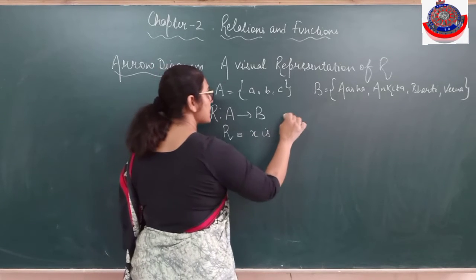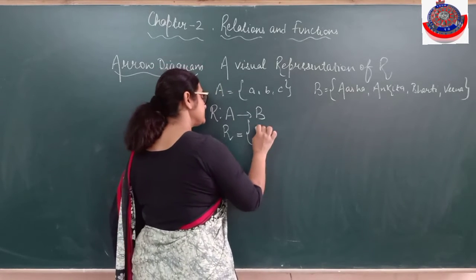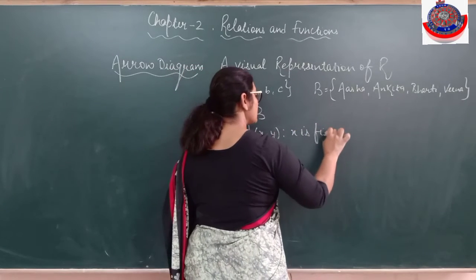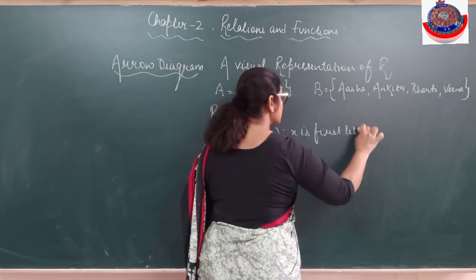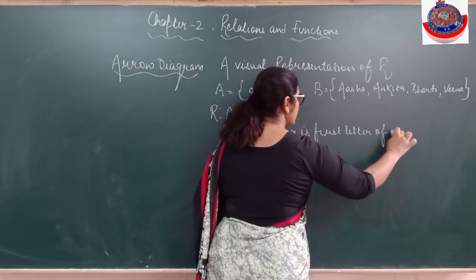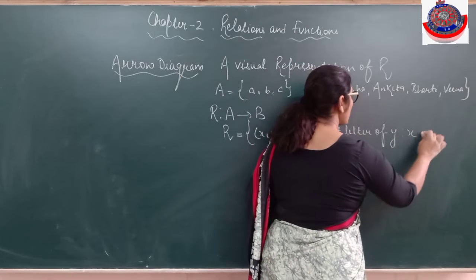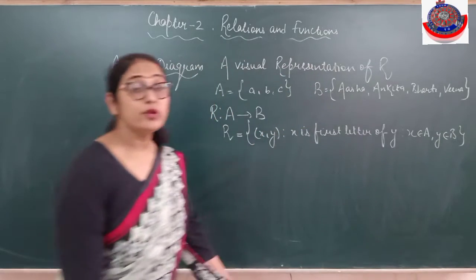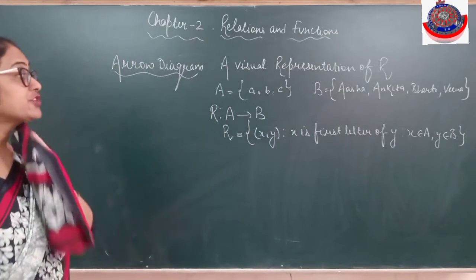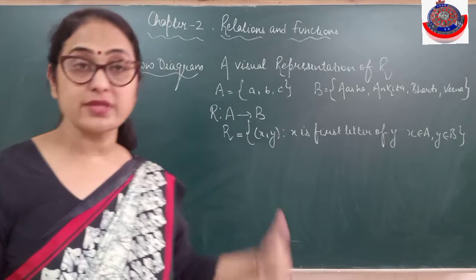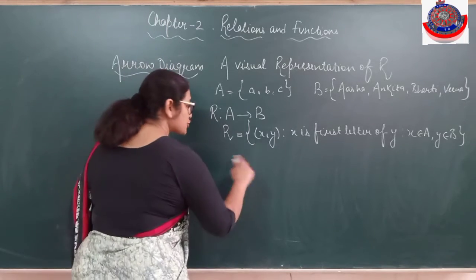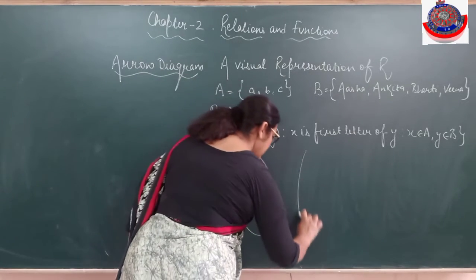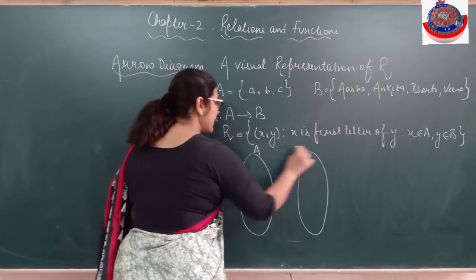Suppose R has the order pair XY. X is the first letter of the name Y, where X belongs to A and Y belongs to B. That means I have to pick up only those elements where the first letter should match with this. So now how I will represent, instead of writing in the form of order pairs, I will represent it by the arrow diagram. I will make two oval shapes. So this is my set A, this is my set B.